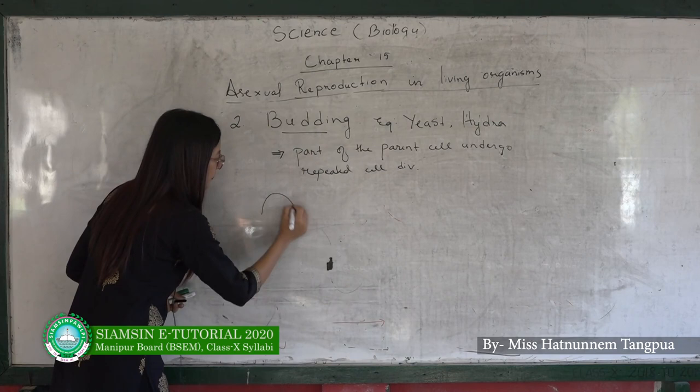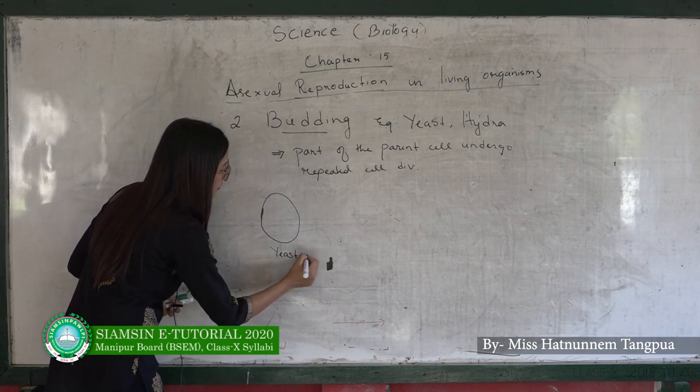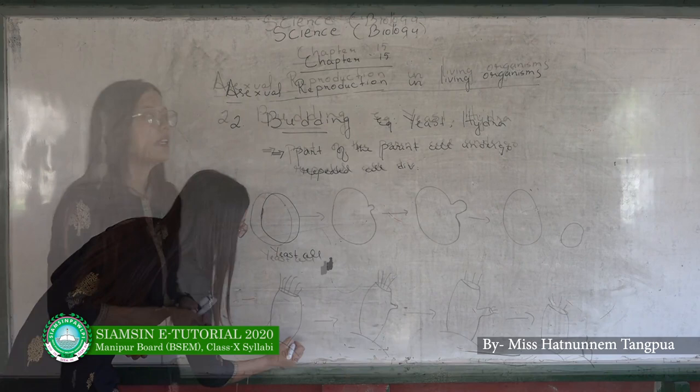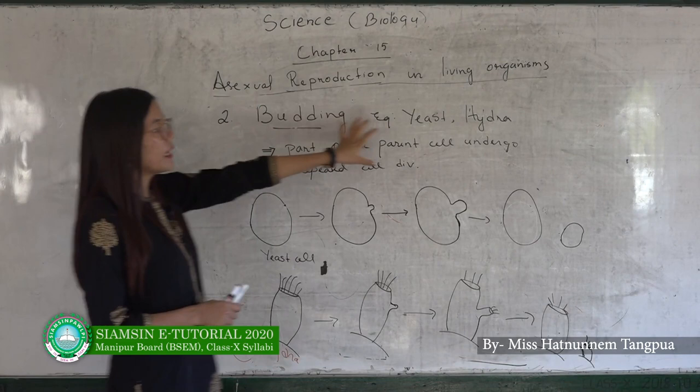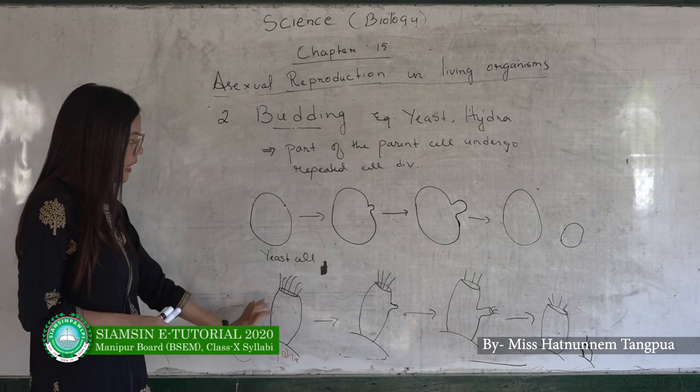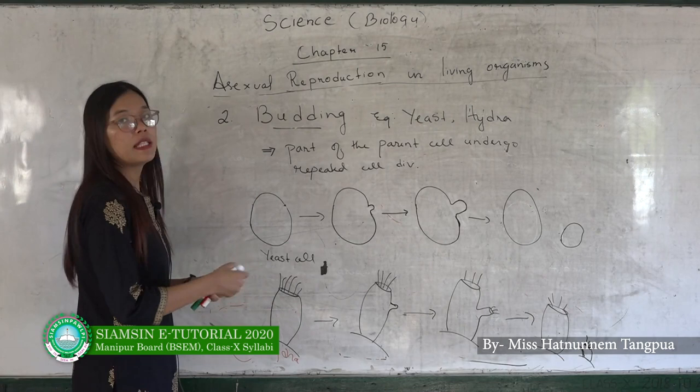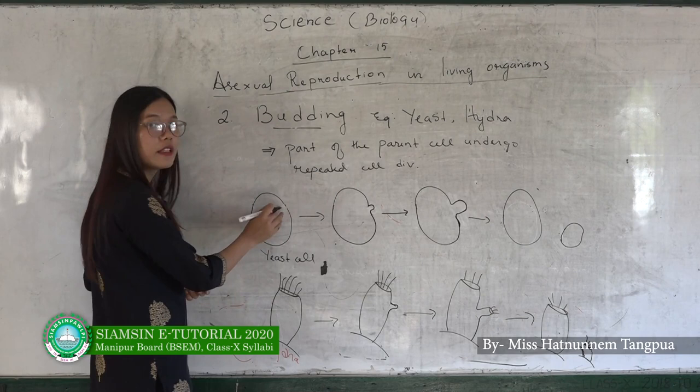Let's see, this is a yeast cell. The second type of asexual reproduction is budding. Budding is seen in yeast and hydra. What happens during budding is that at a specific part of the cell, repeated cell divisions take place. For example, here is a yeast cell.